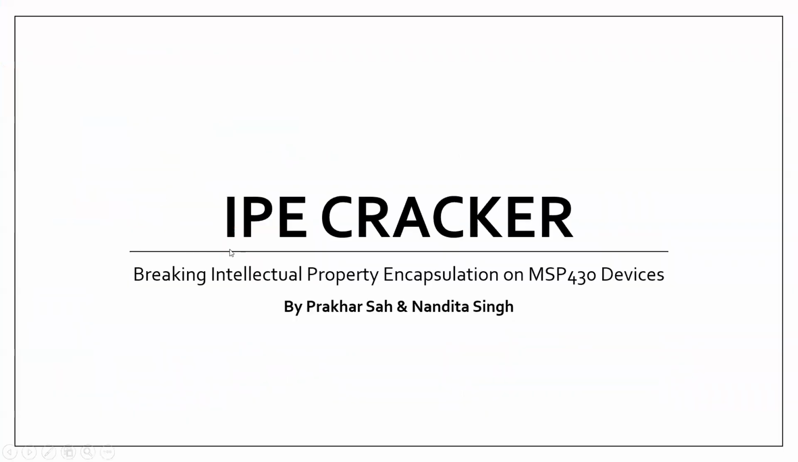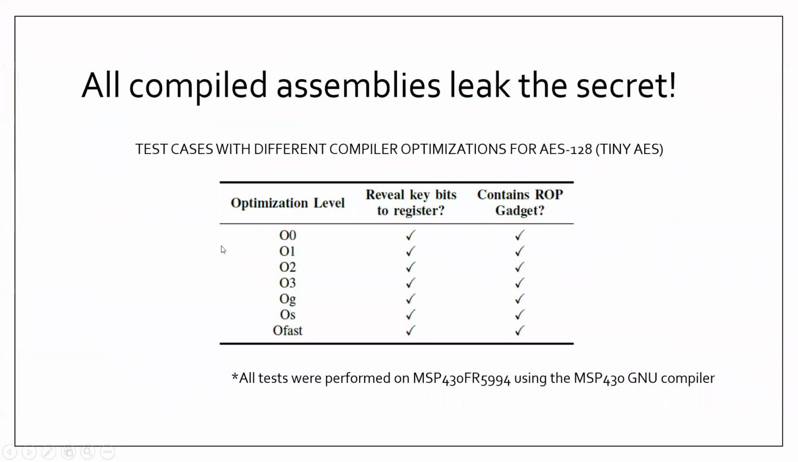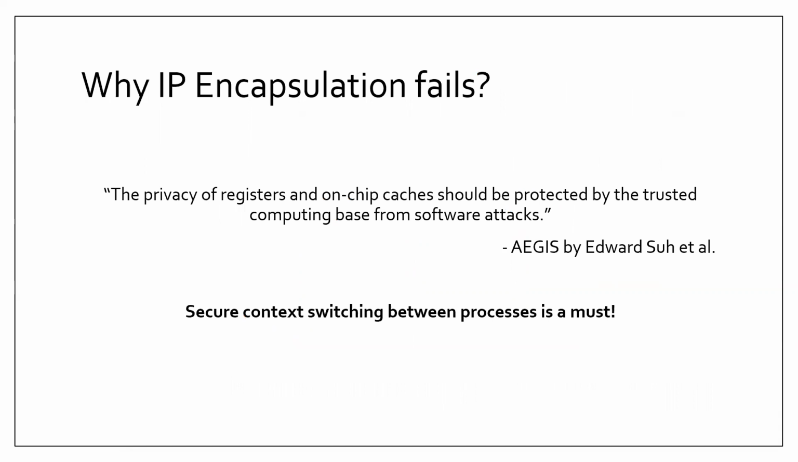Moving on. As you can see from the test results, all the compiled assemblies leak the secret at all compiler optimization levels of the GCC compiler. So why does IP encapsulation fail?